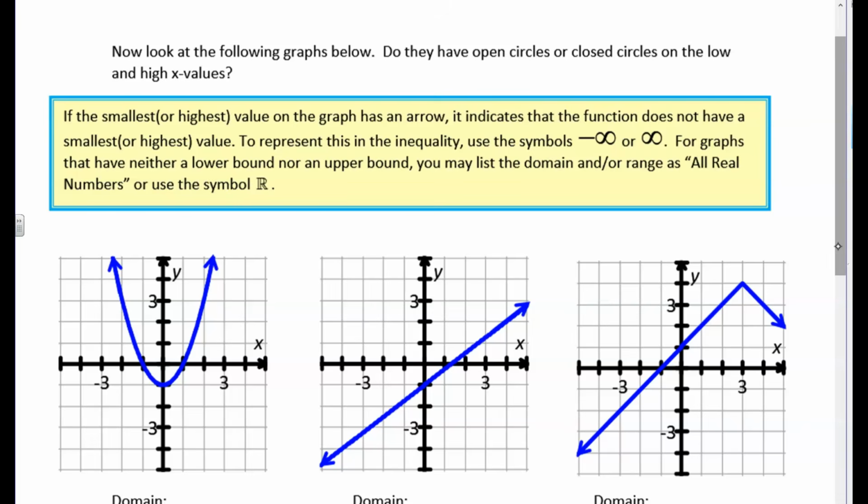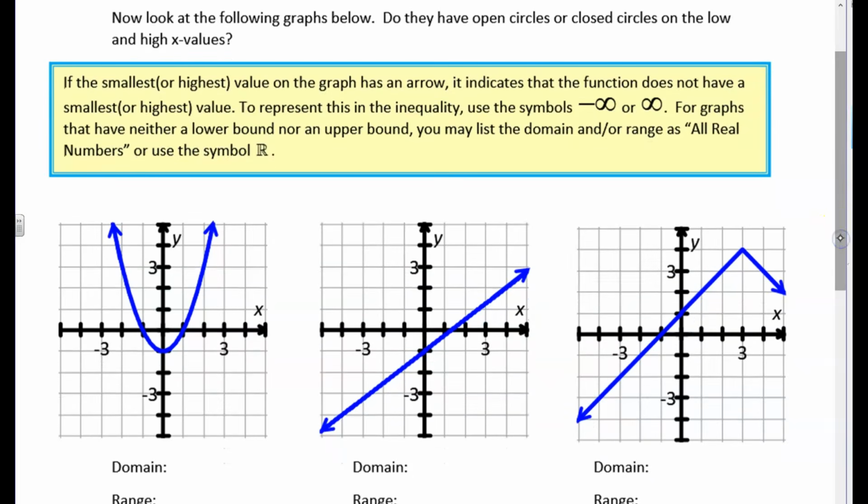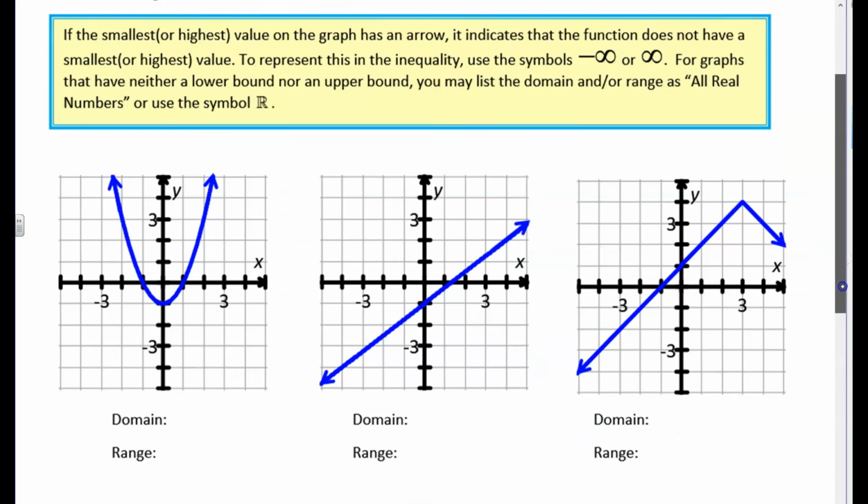Now, the function graphs below, these are different than the previous functions we've seen because they go off to infinity in one or more directions. So if we're looking at the smallest or highest value in the graph and it has an arrow, that indicates that the function does not have a smallest or highest value. It is instead approaching positive or negative infinity. For graphs that have neither a lower bound nor an upper bound, we may list the domain or range as all real numbers and use the capital R symbol. I'll show you guys how to write that.